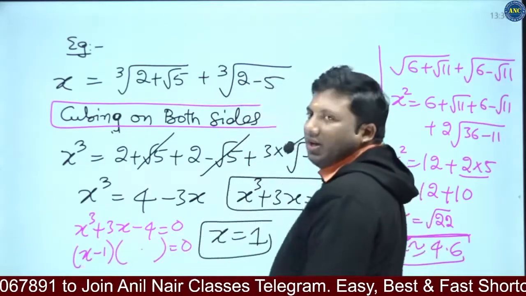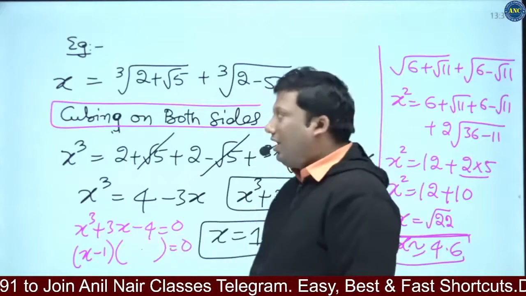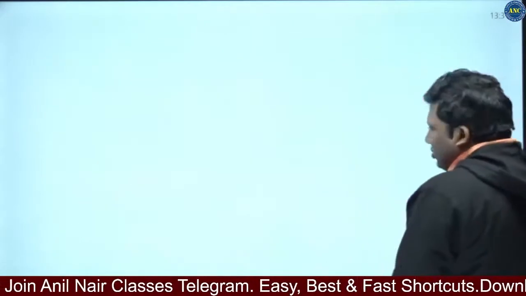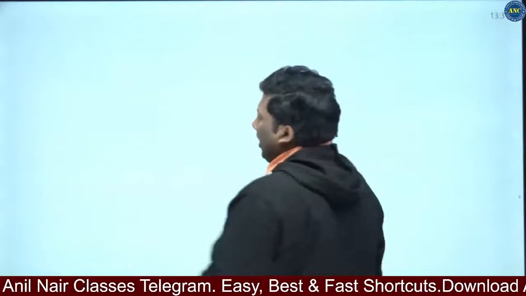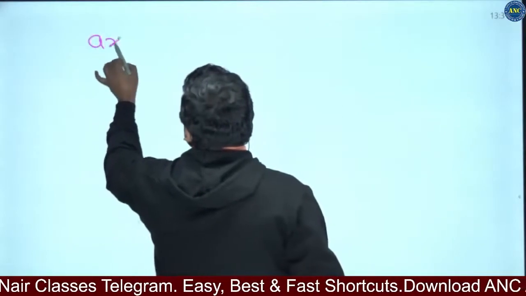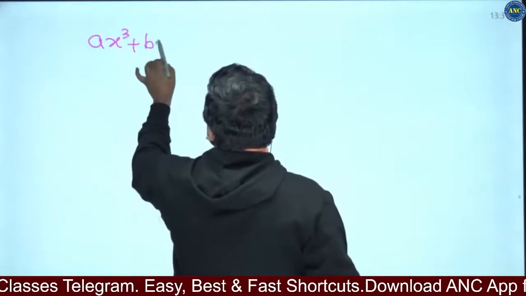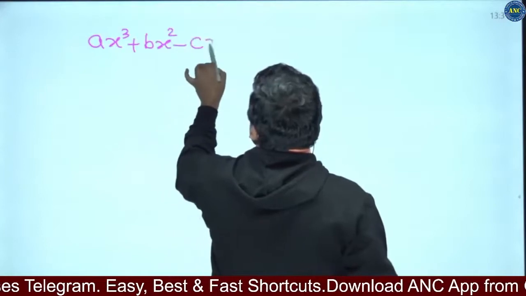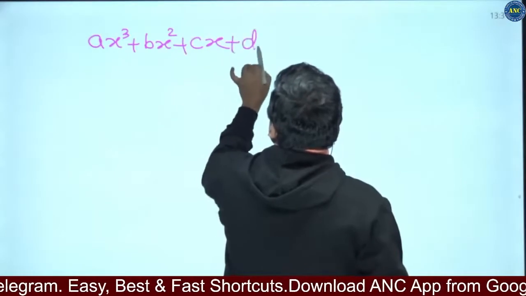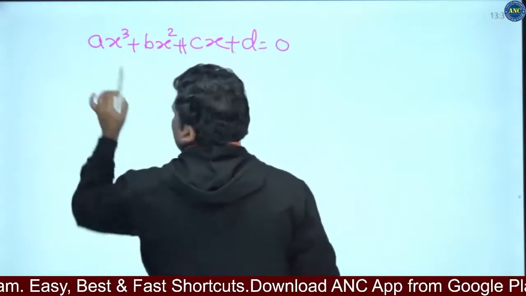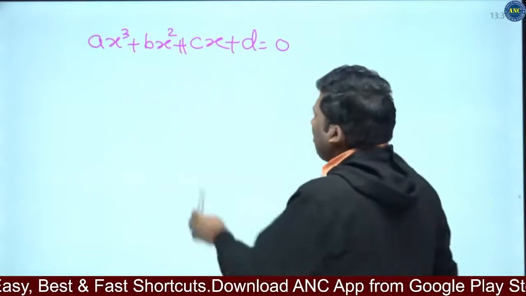Just check whether these roots are imaginary or not. How to check whether the roots are imaginary or not? For a cubic equation, ax cube plus bx square plus cx plus d equal to 0. This is a cubic equation.